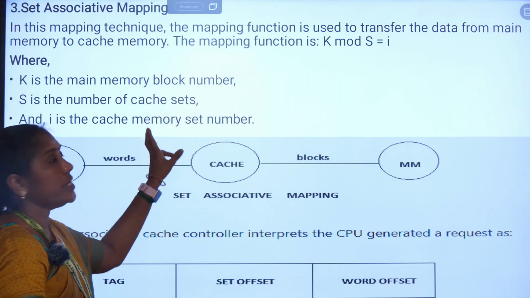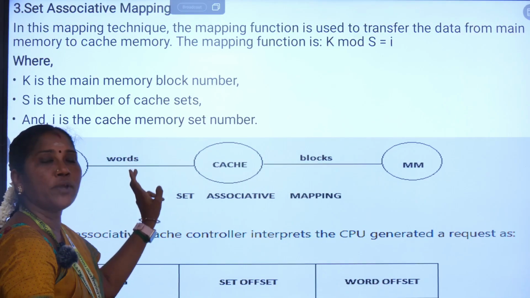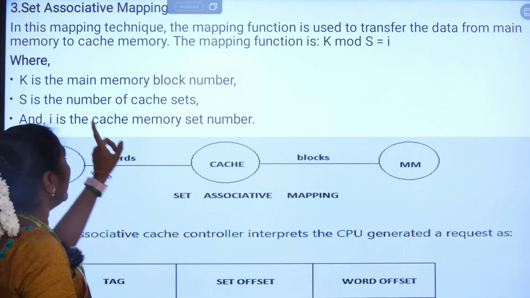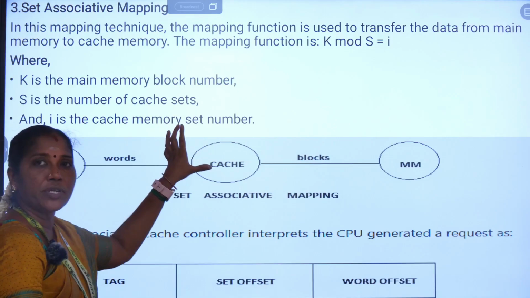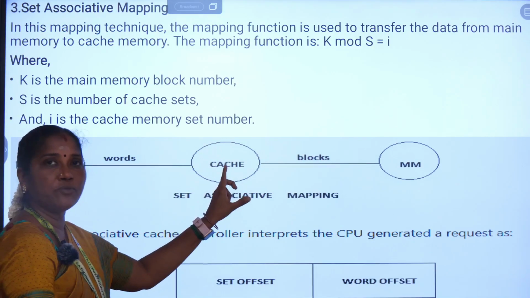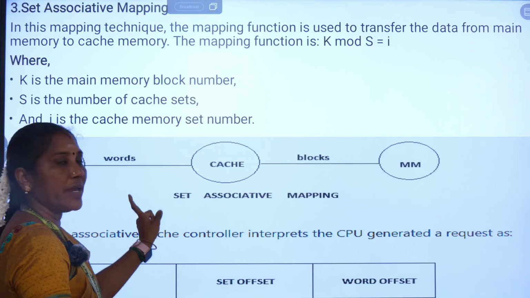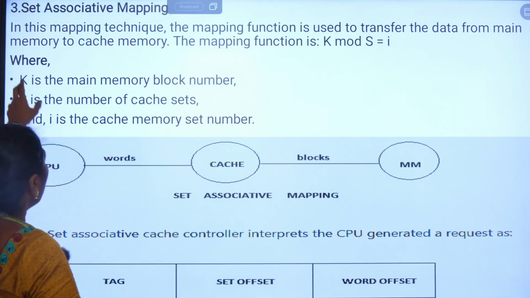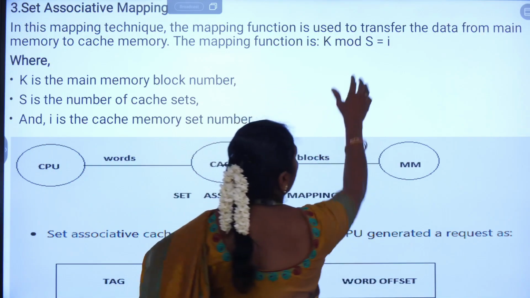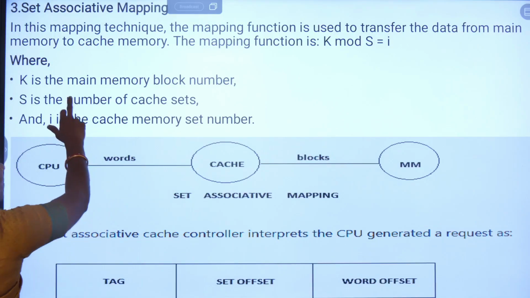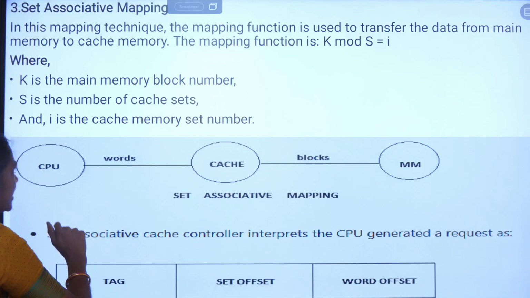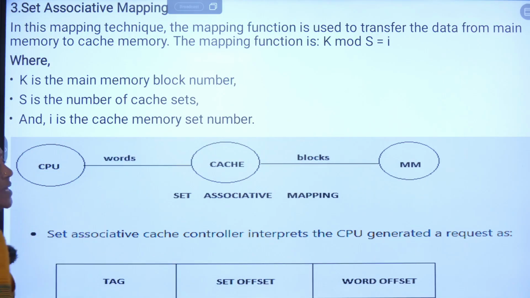Next, we are going to see about the set associative mapping. That is, we are going to combine the direct mapping concept as well as the associative mapping. What is meant by set here is that we divide the cache memory into sets, and then we transfer the content from the main memory to the cache memory into one of the sets. So how are we going to map here? The mapping function is given as K mod S equal to I. Here K is the main memory block number, whereas S is the number of cache sets and I is the cache memory set number.